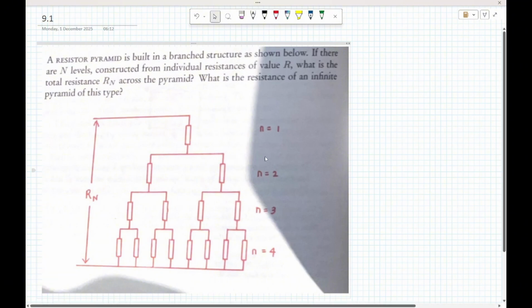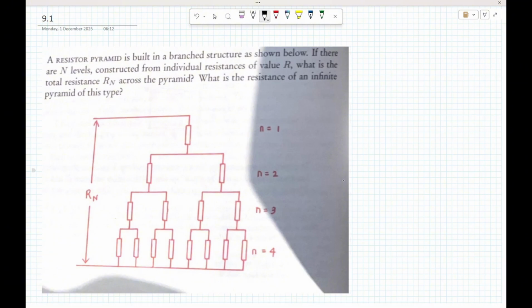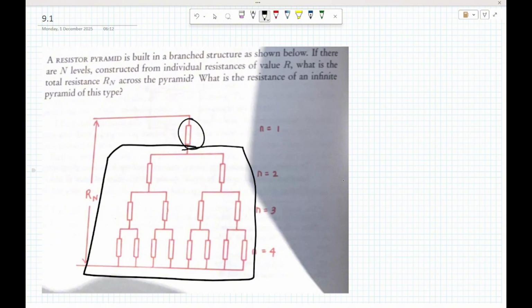Okay, back. So, in order to solve this question, we're going to treat this entire system as just two resistors. This is our first resistor, with resistance R, and this entire system of parallel resistors we're going to treat as only one resistance.